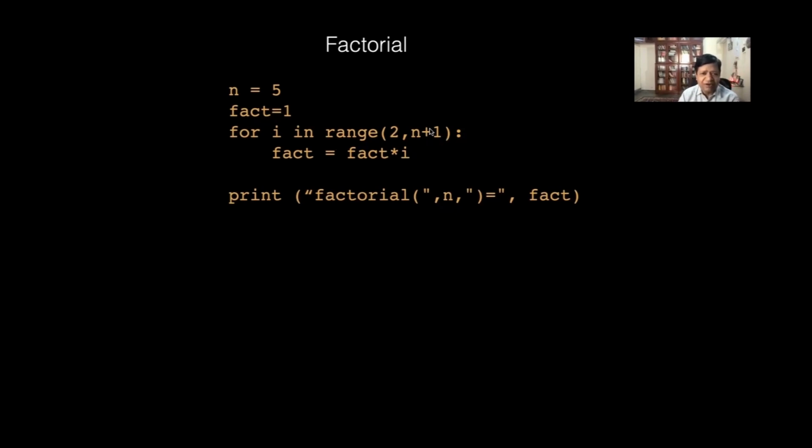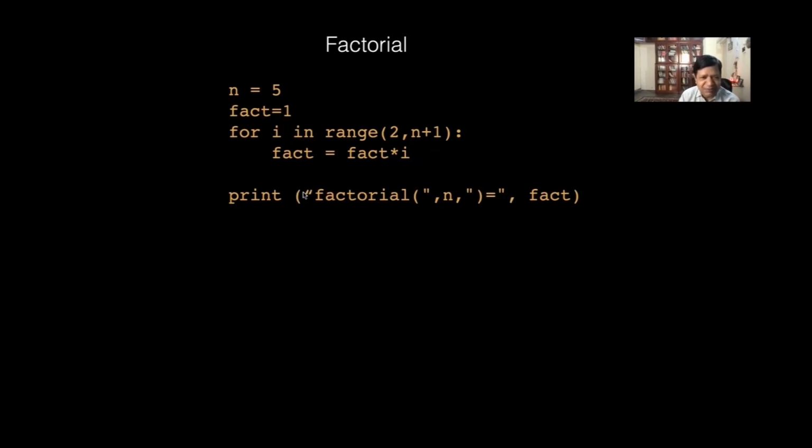Why n plus 1? Range will create a list going from 2 up to, but the last element is not n plus 1; the last element is n, 1 less than the upper limit. So I just say fact equal to fact star i. This is the body of the loop. It's just one line. And then I say print factorial.